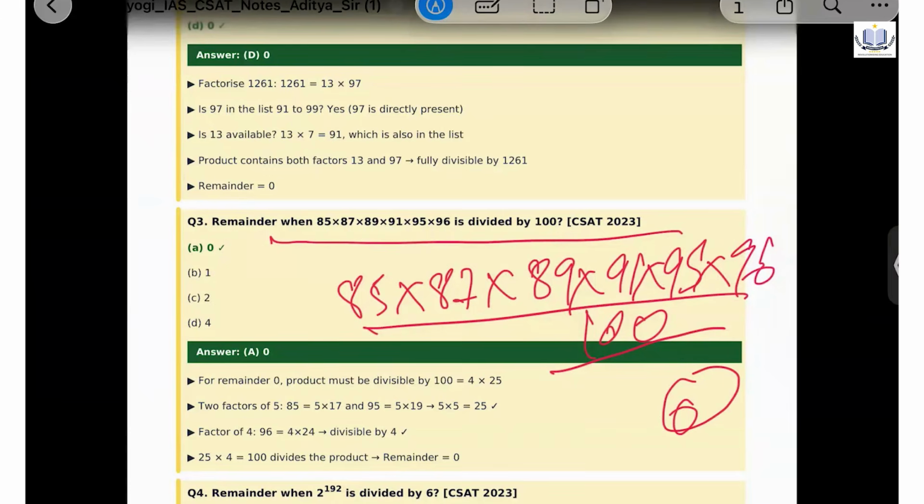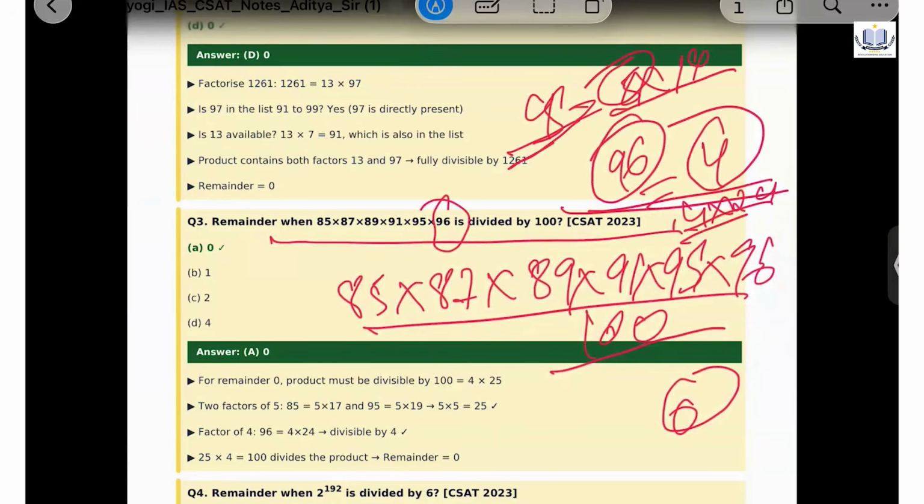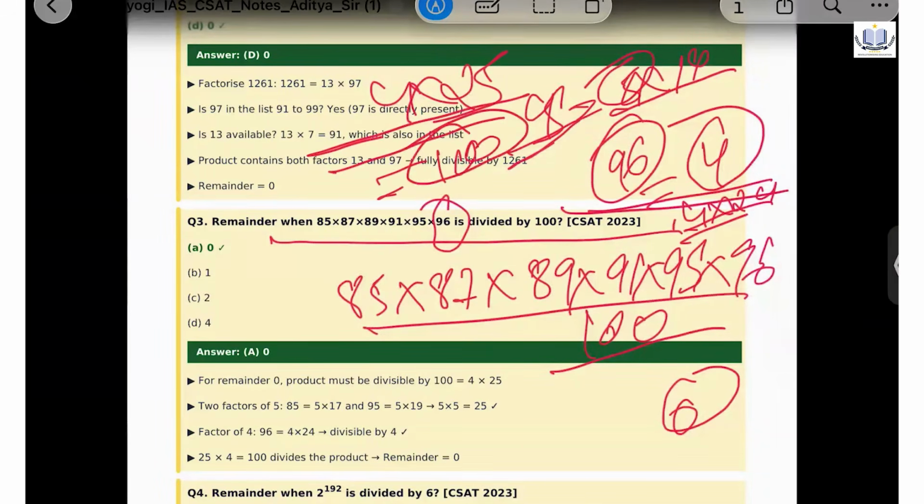Will it make 100 or not? Yes, it will make 100. In 96 we have 4, right? In 95 we have 5. That means 5 into 19, if you do, it has 5, right? 96 has 4 into 24, it will make 96, right? And when 4 into 25 happens in any number, it will make 100. And when it makes 100, the entire number will have the last unit digit as 0.